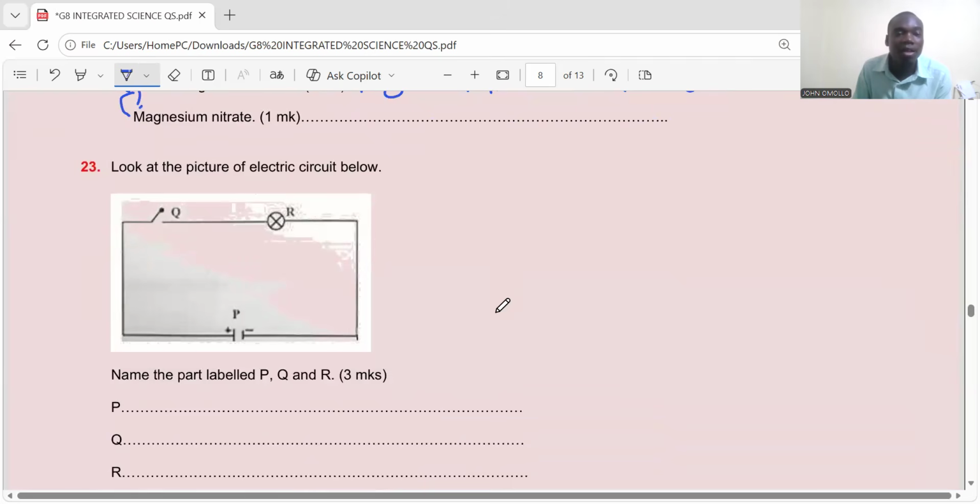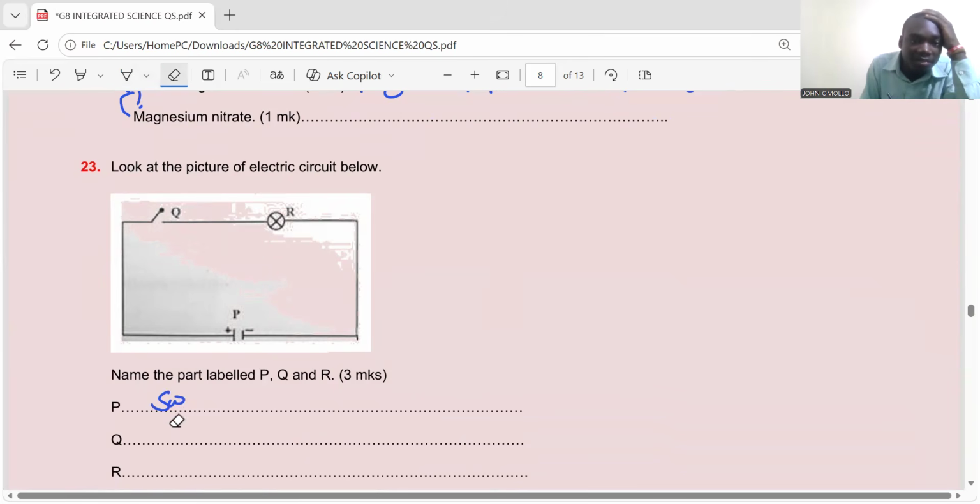Look at the picture of the electric circuit below. Name the part labeled P. So P, this is not the switch, but the battery or the dry cell. You can see the positive and the negative. So this is the dry cell or battery.